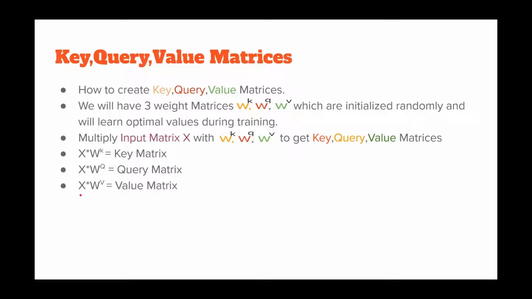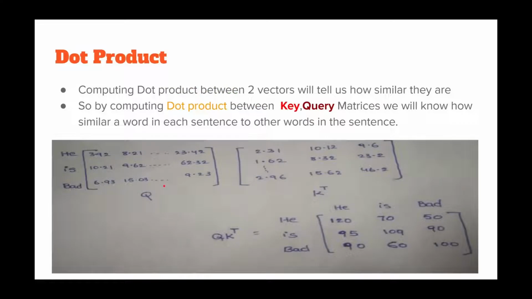We'll multiply X with the value matrix, WV matrix, and we'll get the value matrix. Once we get the key, query, and value matrices, the next step is to compute the dot product. Computing the dot product between two vectors usually tells us how similar the vectors are. So by computing the dot product between the key and query matrices, we will know how similar a word in each sentence is to other words in the sentence.